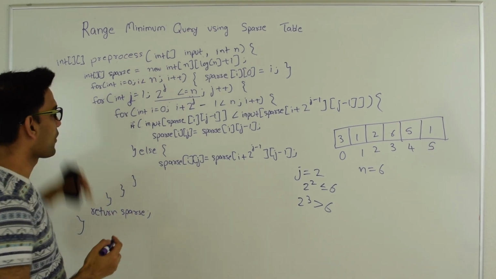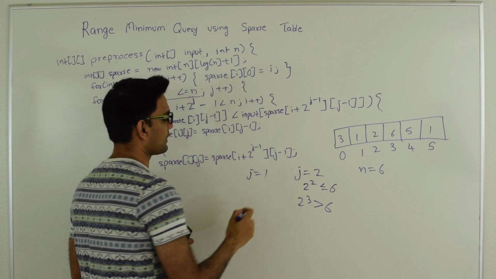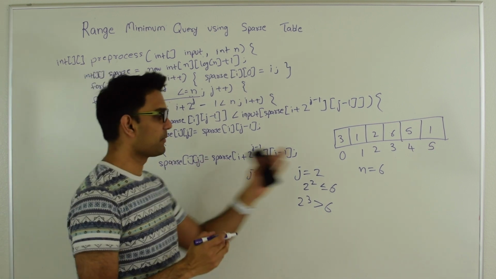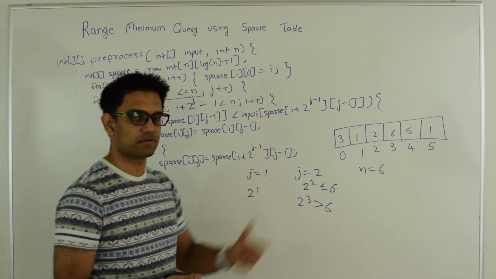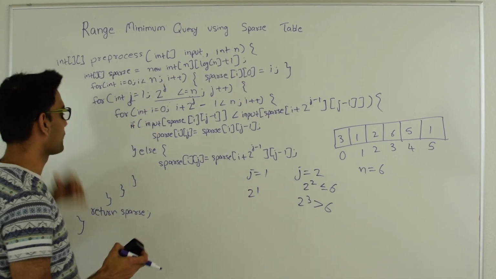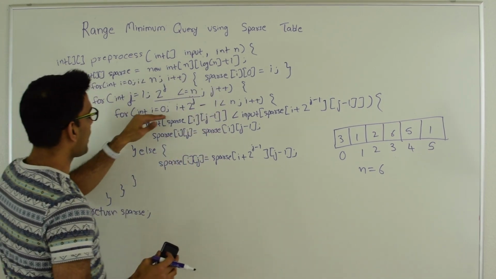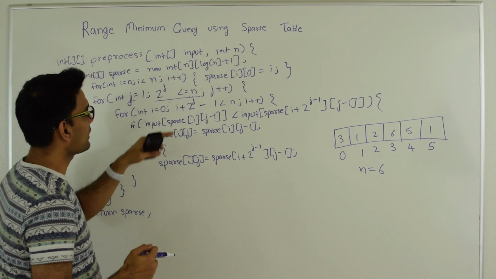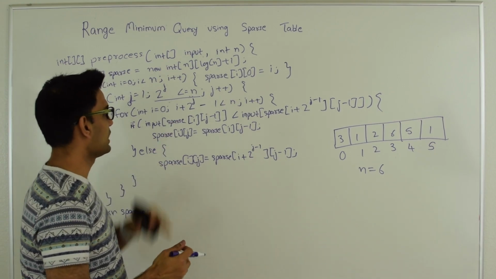So this is the outer for loop where our j will initially be 1. So starting from every element, we are looking for the minimum of the next 2 raised to 1 elements, and then we increment the value of j. So then, starting from every possible value of i, we are looking for the minimum of 2 raised to j elements.